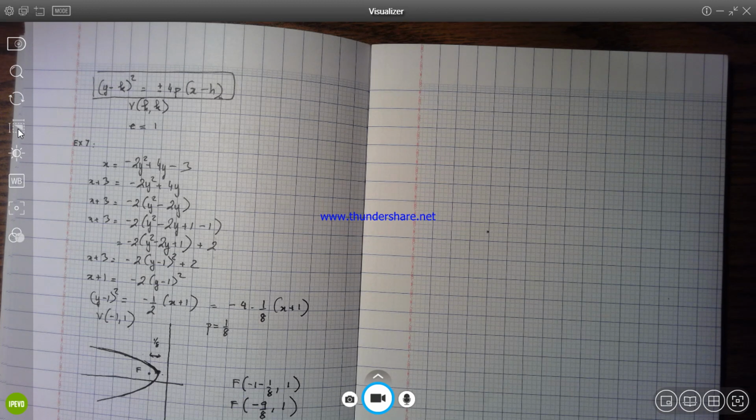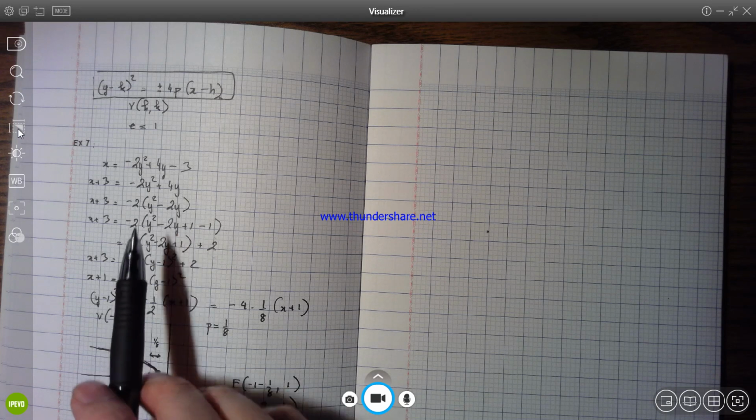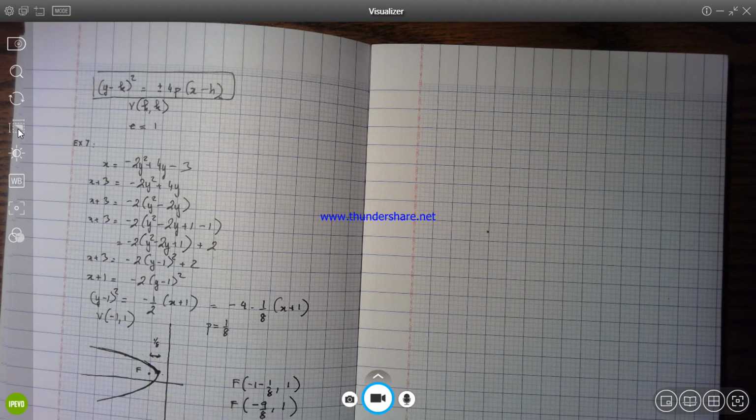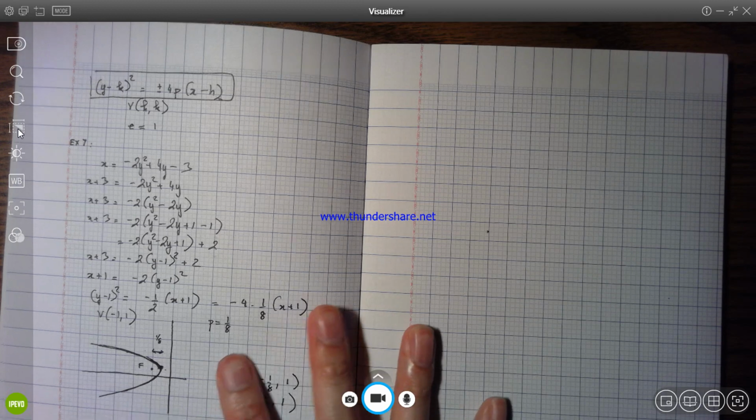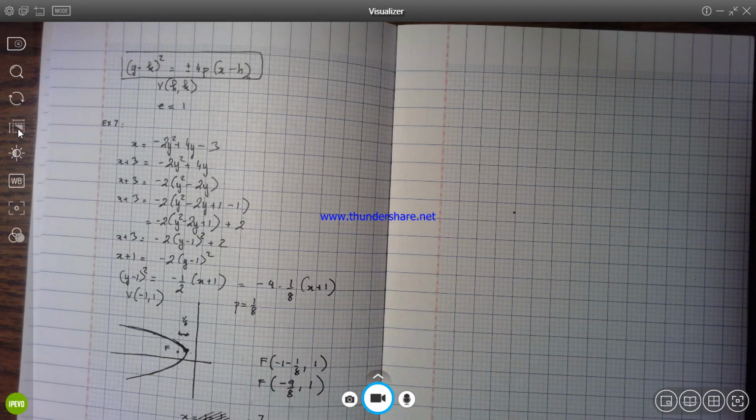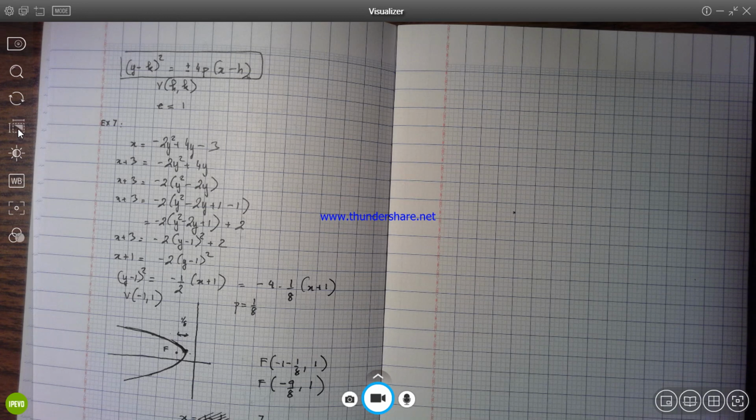You guys should know how to complete the square. You see, completing the square is very important, right? Without completing the square, you guys don't know how to get the equation.